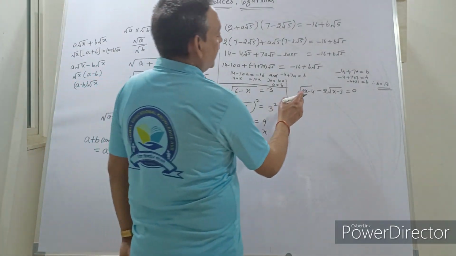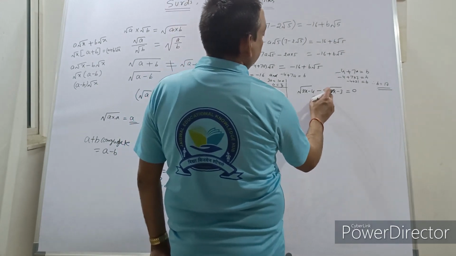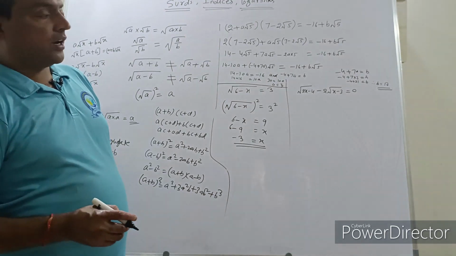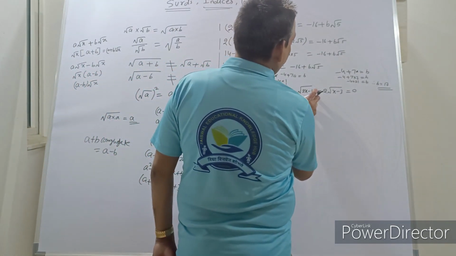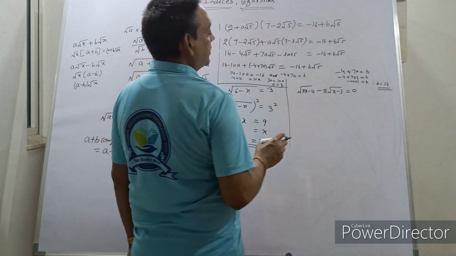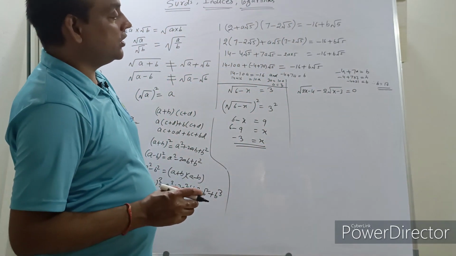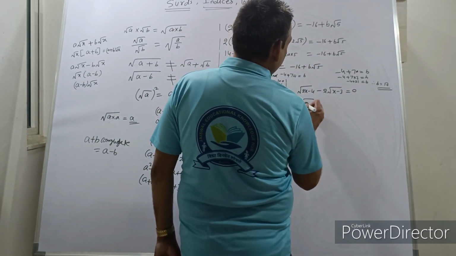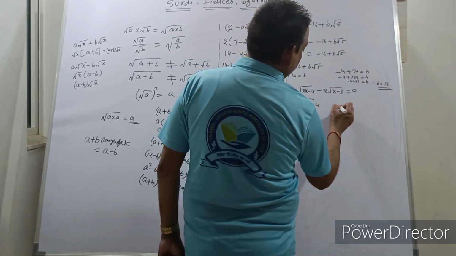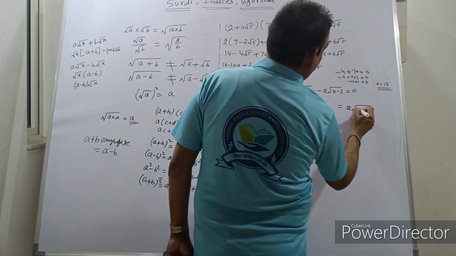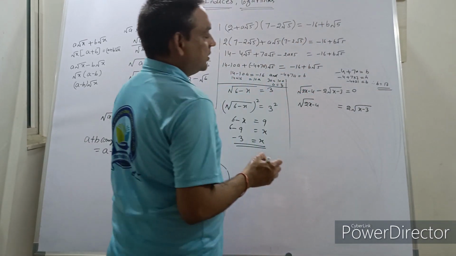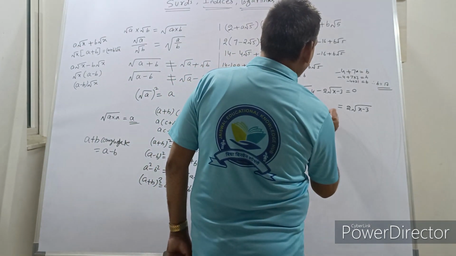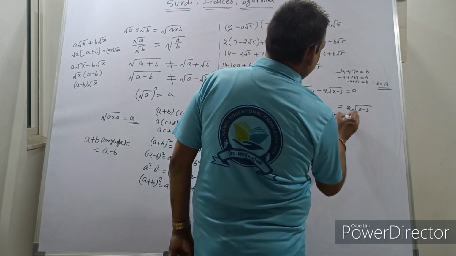Next one, square root of 2x minus 4 minus 2 root of x minus 3 equal to 0. Okay, if you do squaring both sides, it becomes difficult because the first term is an irrational number, the second term is also an irrational number. So what we'll do here, we'll take the second part to the other side. So root of 2x minus 4 is equal to 2 square root of x minus 3. Okay, now we'll do the squaring on both sides.